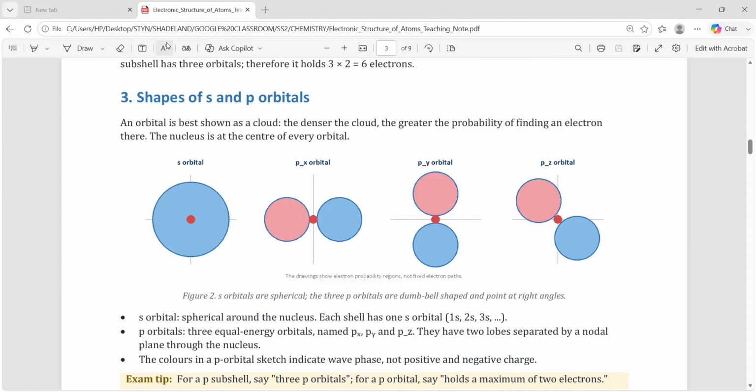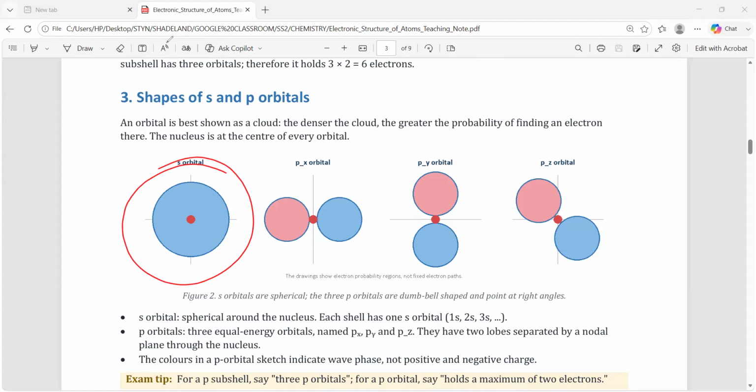Now, first, write this down: the s orbital is spherical. This is the s orbital. It is spherical. It's just like a ball. All right. It's not a circle. Circle is different from sphere. I hope you know that. Here it is looking like a circle, but it's actually like a ball, spherical. Okay, with its nucleus right there. So it's spherical around the nucleus.